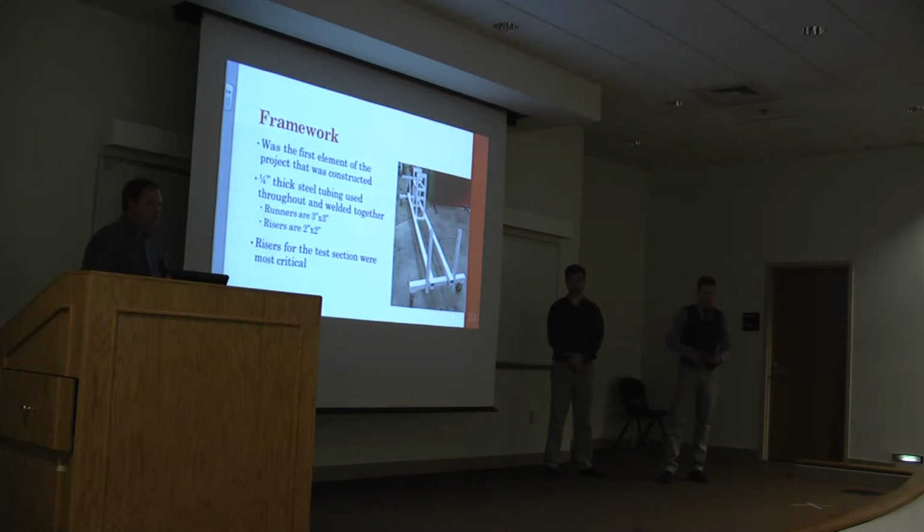So for the framework, this was the first element of the wind tunnel that was constructed. The steel that was used in this was donated by Wright Steel, all of which was 1/4 inch thick. The runners in the design of the frame, that is the horizontal elements, are all 3 inch by 3 inch tubing. And then the risers, which are all the vertical members that hold and support the elements, are all 2 inch by 2 inch.